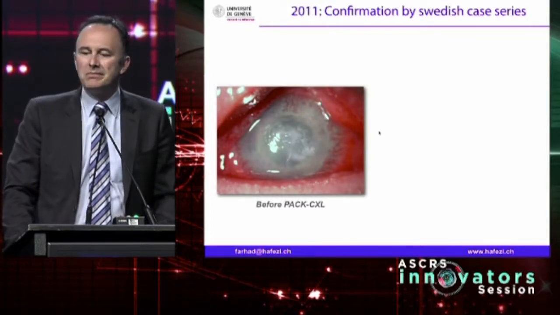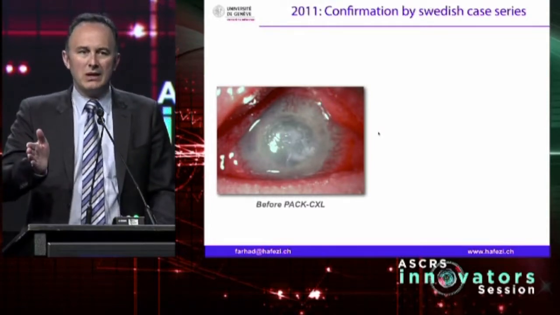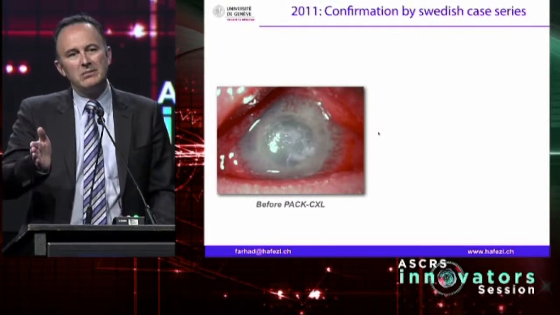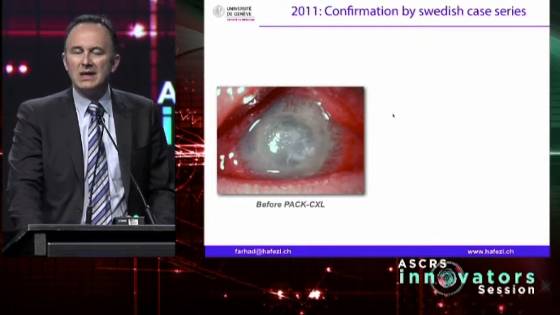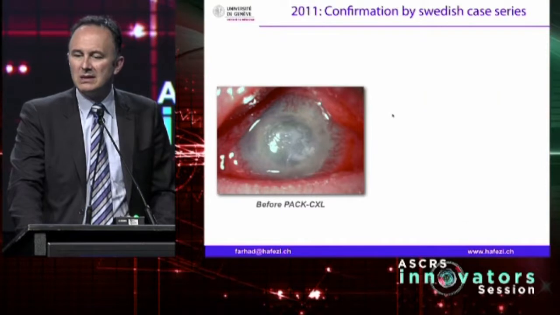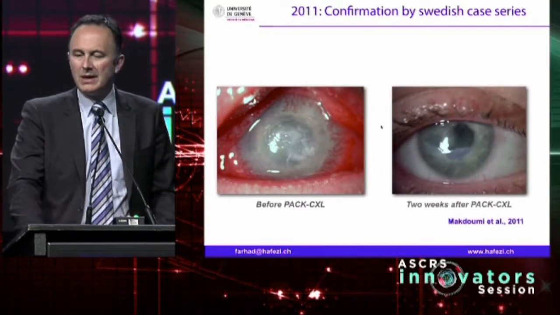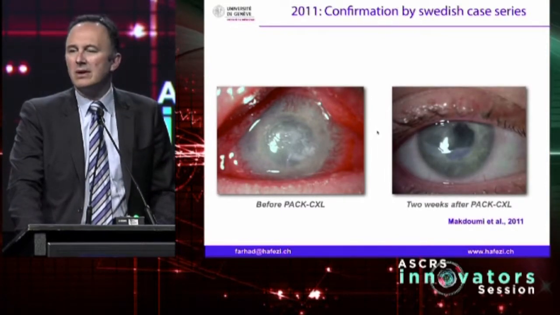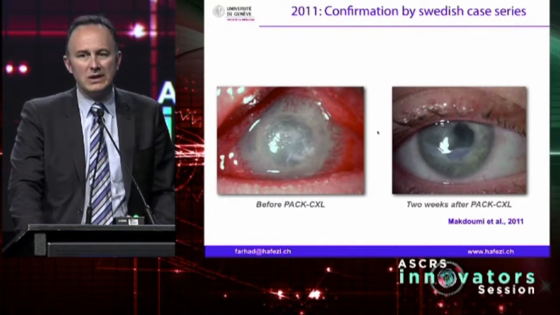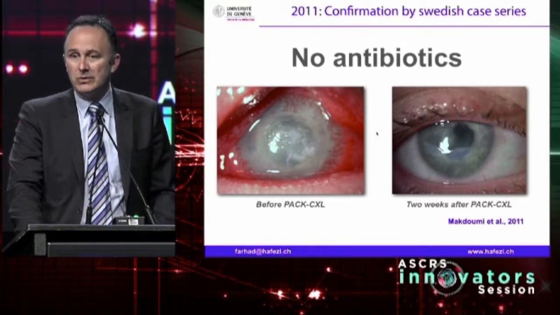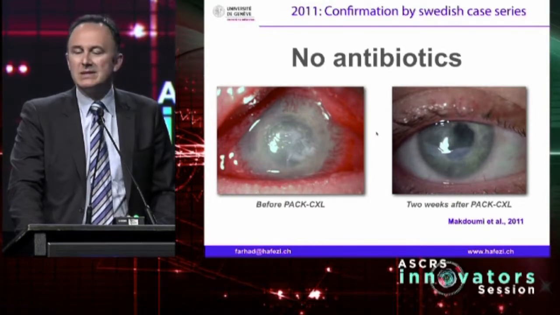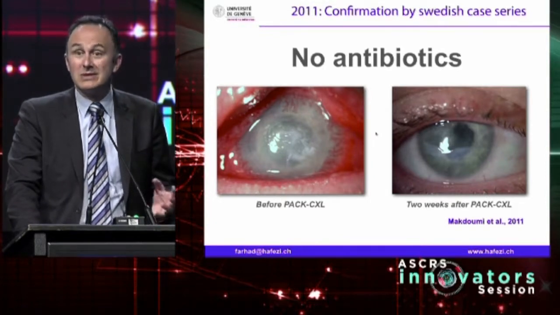clearance. They allowed him PACK-CXL only, no antibiotics on one arm versus conventional treatment. And so in a series of 16 eyes treated with PACK-CXL, he had results like this one. And there is not a single drop of fluoroquinolones or any other antibiotic on that cornea. This was light and riboflavin alone. So this is what makes us so enthusiastic about this method.